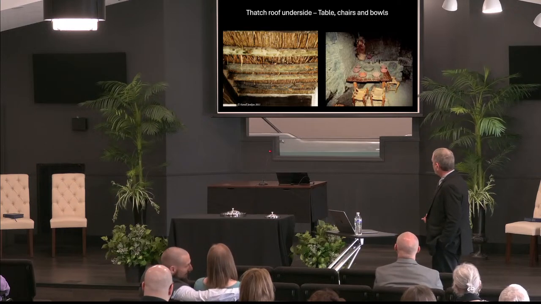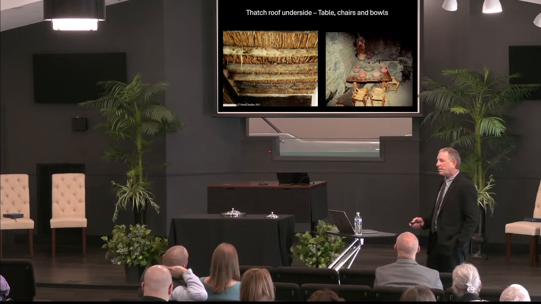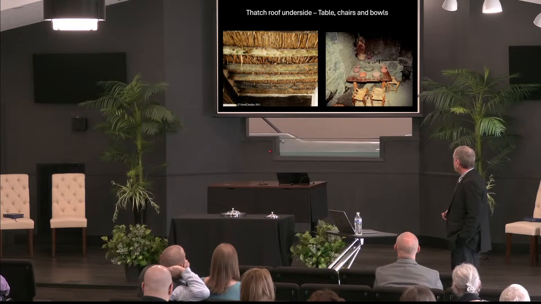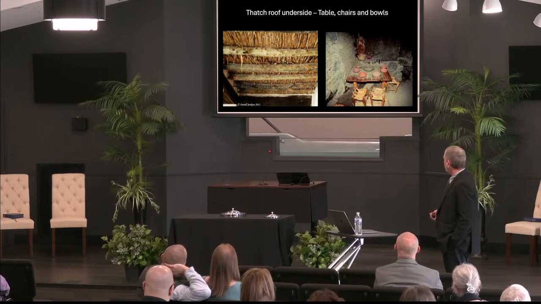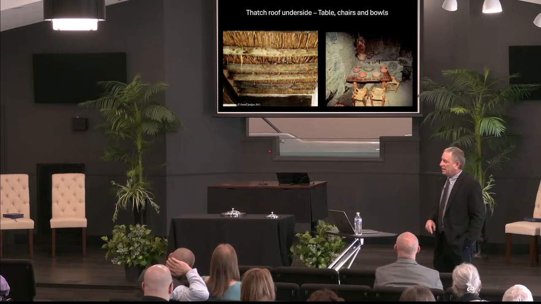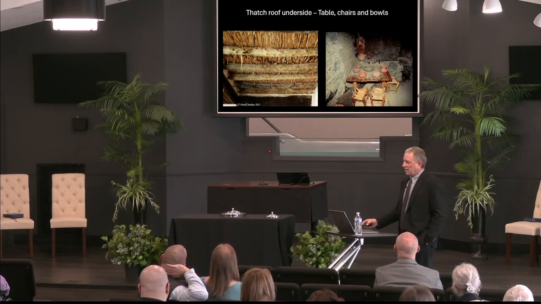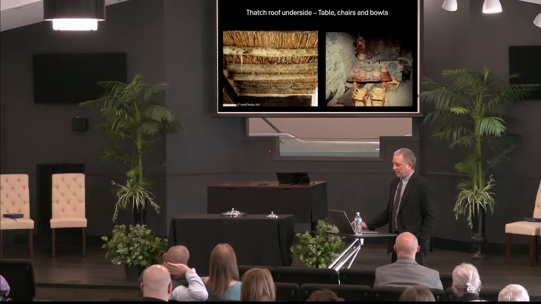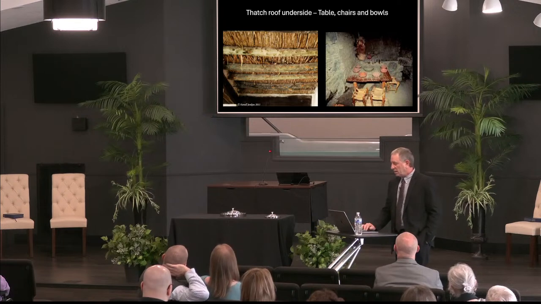You can see in these pictures here, it's an underview of a wood thatched roof. You can see the reeds and stuff that were put down on top of the wooden beams, and then the mud was put on top of it. And then to the right here, you can see there's a table and chairs and bowls, and it looks like animal skins maybe stretched for the seat in the chairs. These are all things that our Lord would have made in the process of doing his wood carpentry work, as well as some other things.